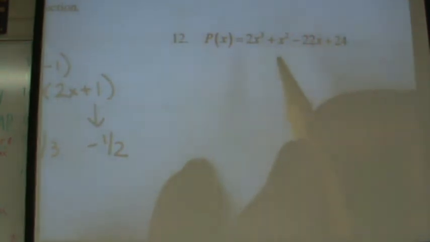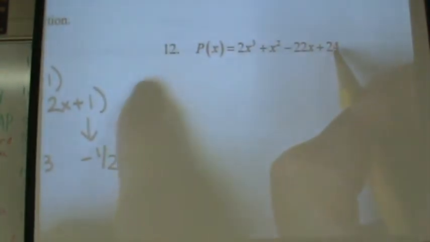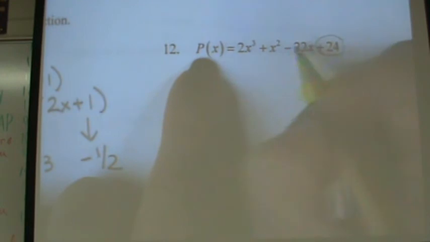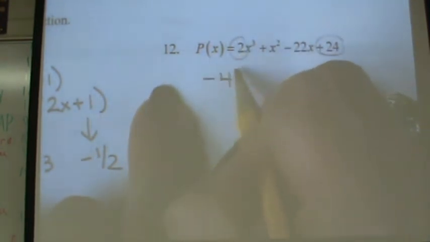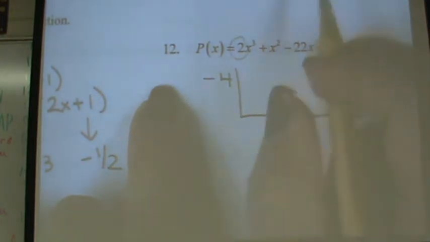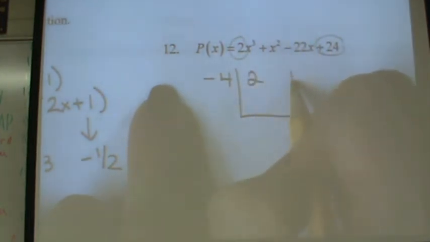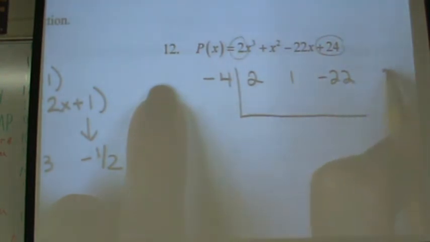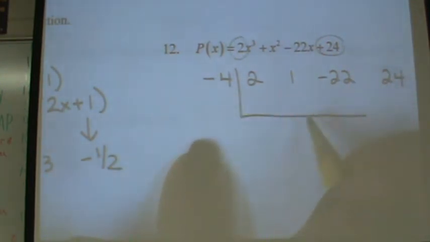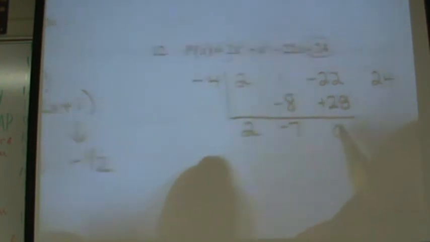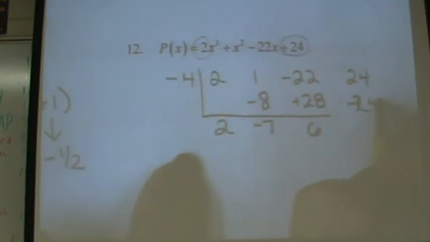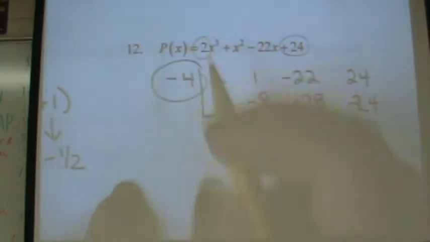Number 12. Your possible zeros, you're going to do possible P over Q values, and I'm just going to go quickly on this. You're going to say that negative 4 does work. You end up with 2, 1, negative 22. You have to go through the process and try 1, 2, like that. Bring down the 2, you get negative 8, negative 7, negative 20, positive 28, 6, negative 24, and you get your 0. So negative 4 is a 0.